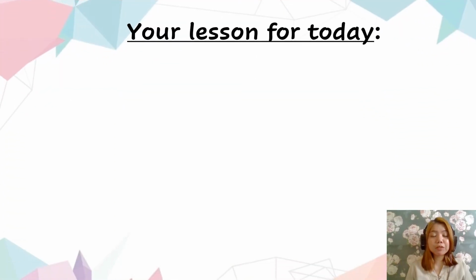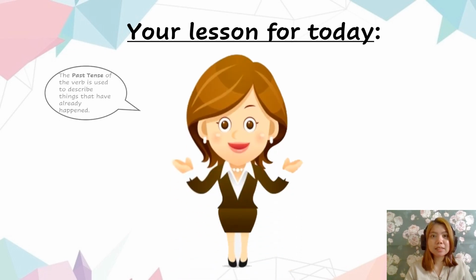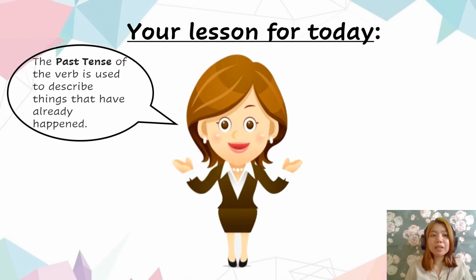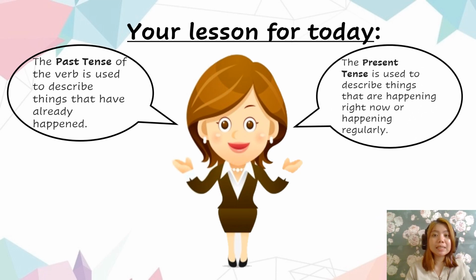For your lesson for today, let us learn what is past tense and present tense. When we say past tense, the past tense of the verb is used to describe things that have already happened. And when we say present tense of the verb, it is used to describe things that are happening right now or happening regularly.